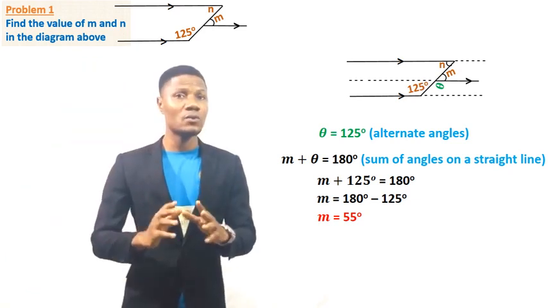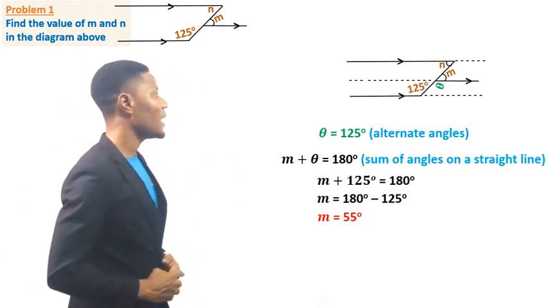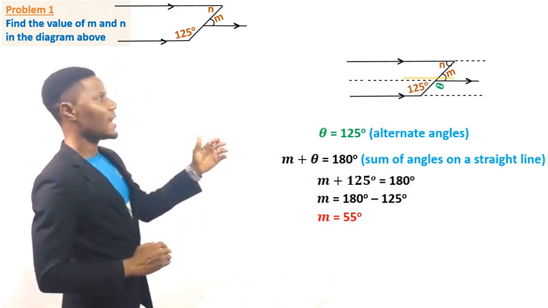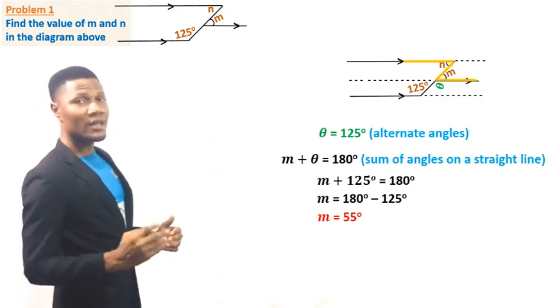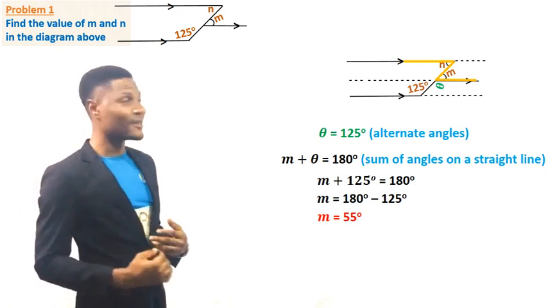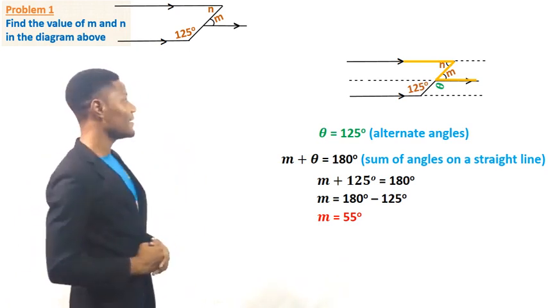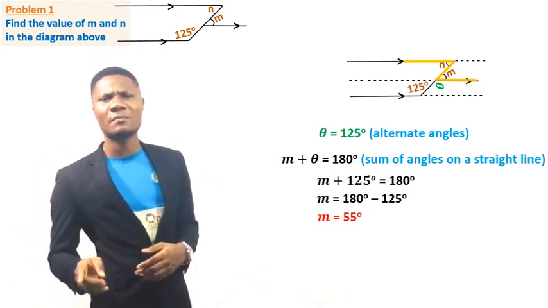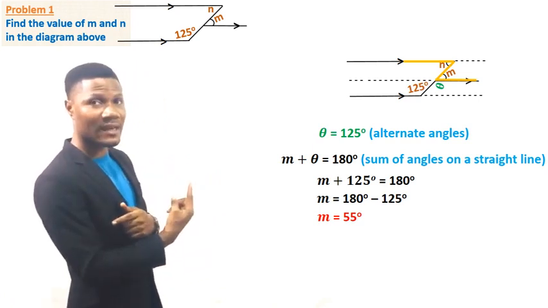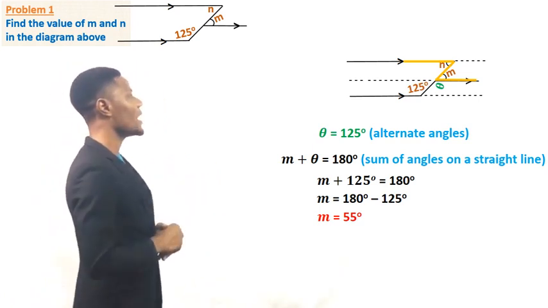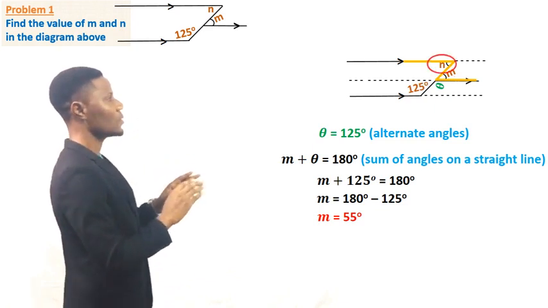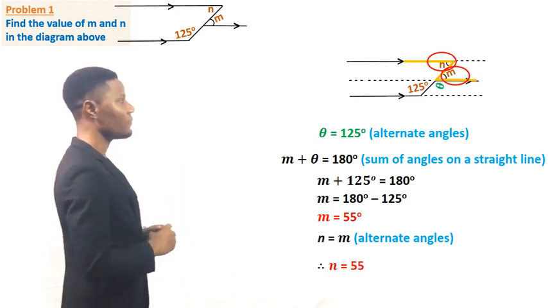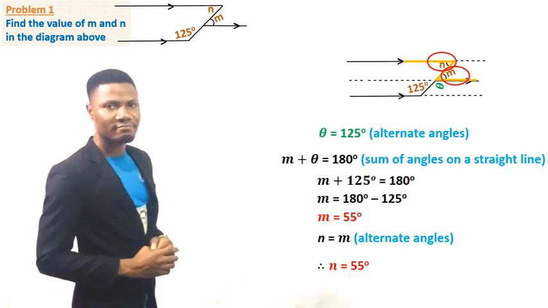Finally, we need to look for the value of our n. How do we find our n? There is a relationship between our n and our m. I believe when you first saw the question, that was what came to your mind: the relationship between m and n. And that relationship is alternate angles. But it's like, how do I find my m? That is why we inserted the theta in the first place. So to find the value of our n, we just say n is equal to m, alternate angles. So automatically, n is equal to 55 degrees. Very simple.